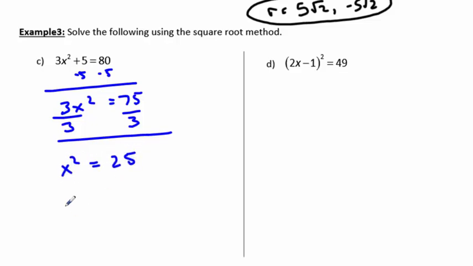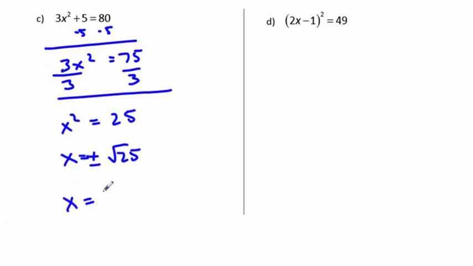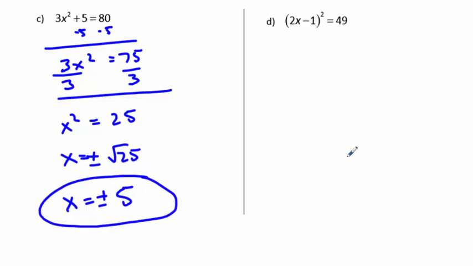Now take the square root of both sides, and you'll have x equals plus and minus the square root of 25, which we know simplifies to x equals plus and minus 5. So positive 5 and negative 5 are the two solutions. Okay, let's check part D.